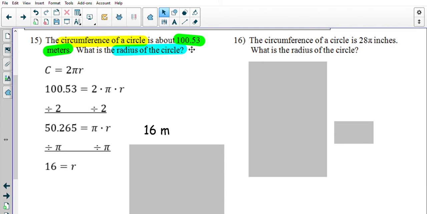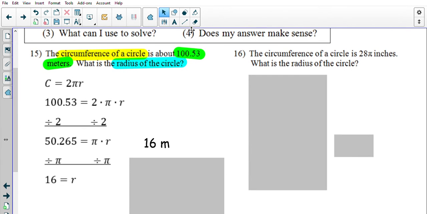Well, pretty similar, I guess I should say. It says the circumference of a circle is 28 pi inches. What is the radius of the circle? First of all, if you recognize that we're talking about the circumference of a circle, and you're thinking, well, that's pi d, that means that 28 has to be the diameter, that could help you find the radius.